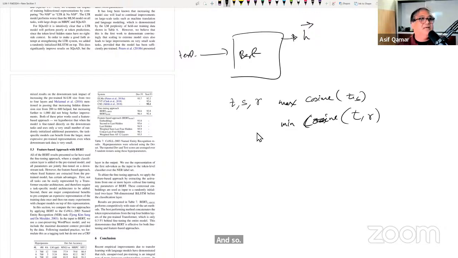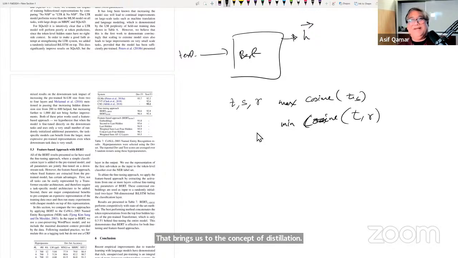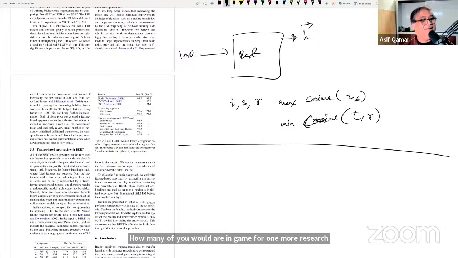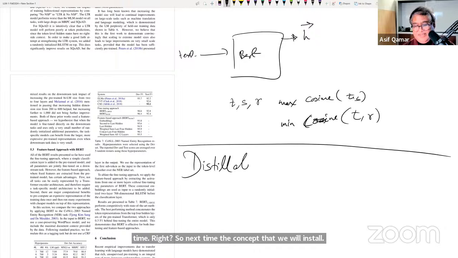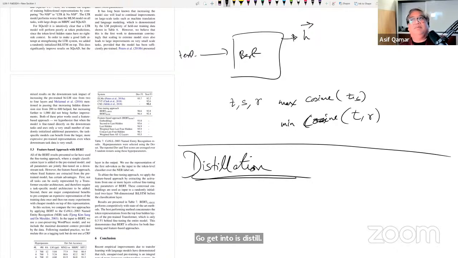But I think when I'm looking at your faces, you all look rather tired now. How many of you are game for one more research paper? Or would you rather that we did it with a fresh mind next time? Next time, the concept that we will get into is distillation. But when we do distillation, we're not talking about beer. We are talking about models, right? So we'll do that next time. All right, guys, with that, I will end. I'll take questions and then end this session recording.